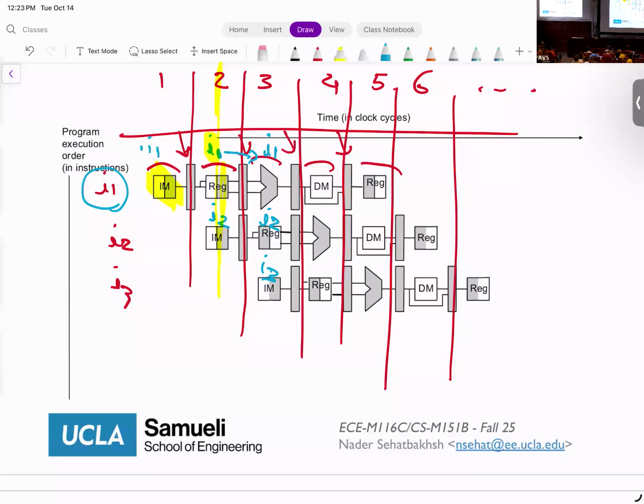So this process continues. I1 goes to the next stage, I2 advances. Everything becomes this kind of lockstep, synchronized design, where everybody just goes to the next stage and the next stage and next. Yes.